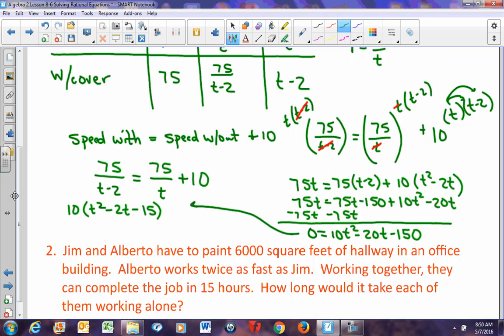So I need two numbers that multiply together to get negative 15 and add together to get negative 2. That's going to be negative 5 and positive 3. So t minus 5, t plus 3. Okay, so t can equal 5 or negative 3. Well, the last time I checked, we can't have a negative time. So time's going to equal 5.